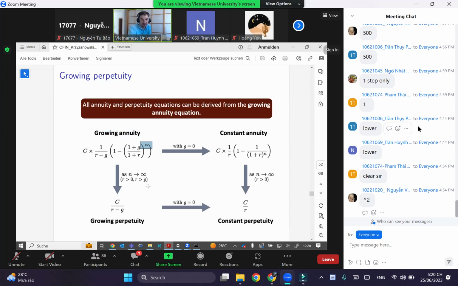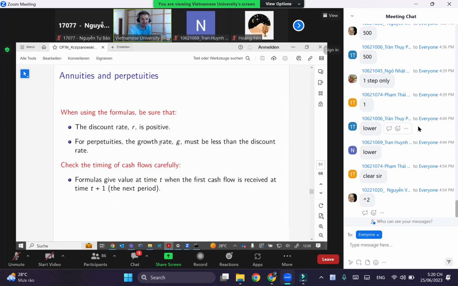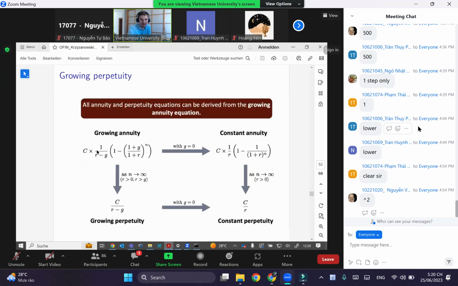And recall what we said: G must be lower than the discount rate R. If n moves to infinity, what happens to this fraction? If n moves to infinity, (1 plus G) divided by (1 plus R), what happens? Well, G is smaller than R, so the denominator is bigger than the numerator.